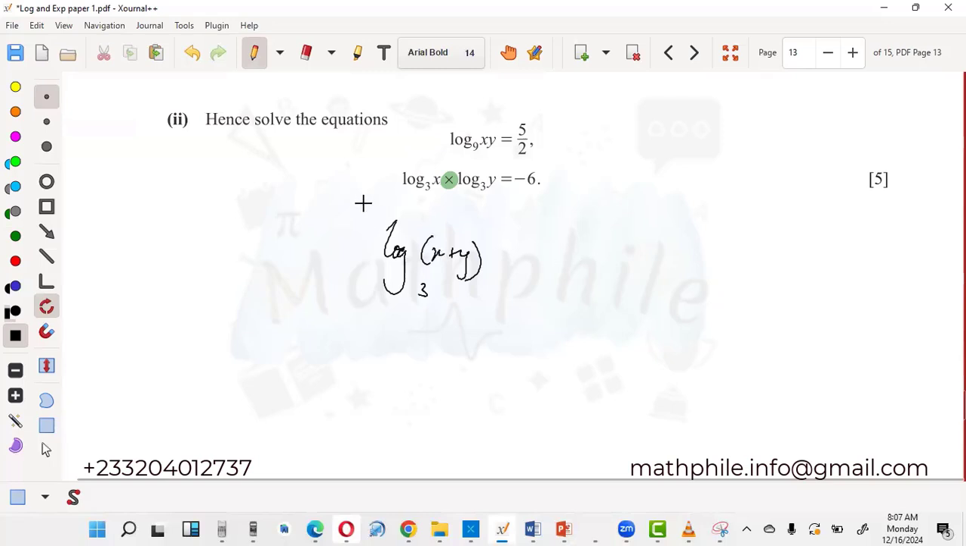Log works from multiplication to addition, not addition to multiplication. It's indices that work from addition to multiplication. So they are expecting you to commit that error, but we are not going to fall for that.